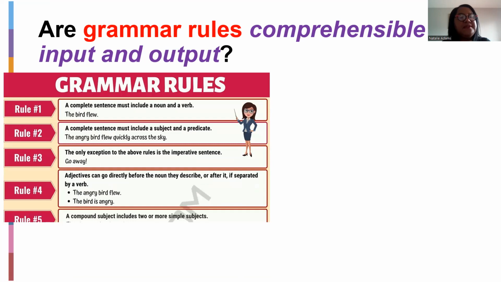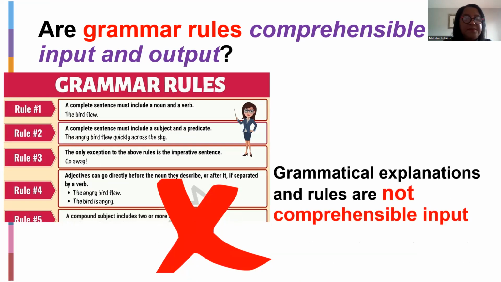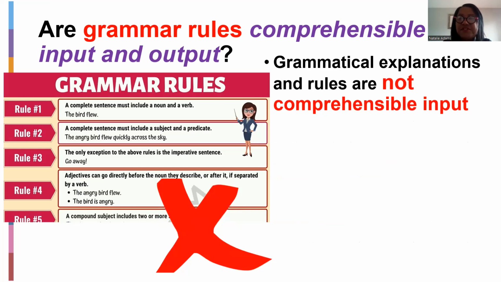Rule number 3, the only exception to the above rule is the imperative sentence, go away. So there's all these rules, and we are saying, no, you can't teach it that way. It needs to be taught. Grammatical explanations and rules are not comprehensible input.